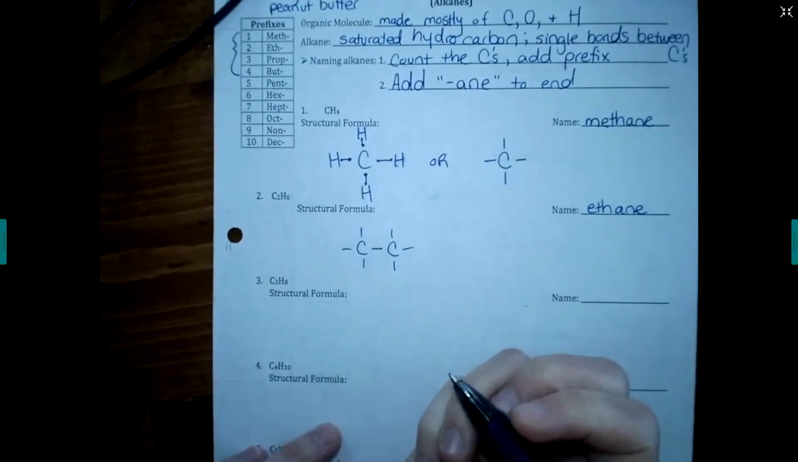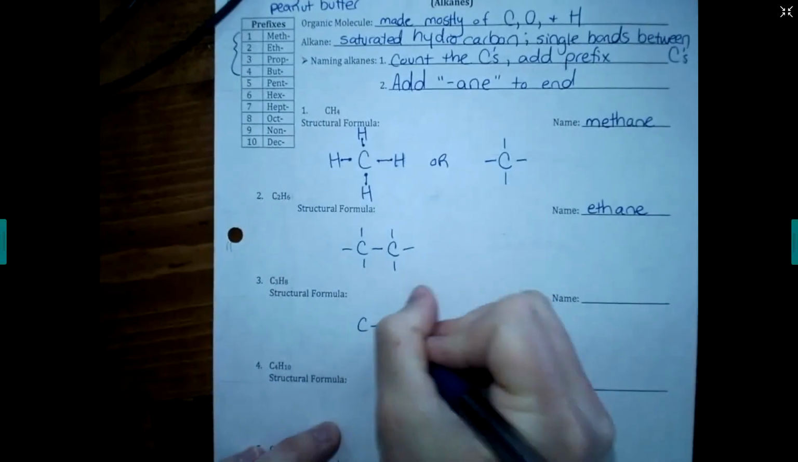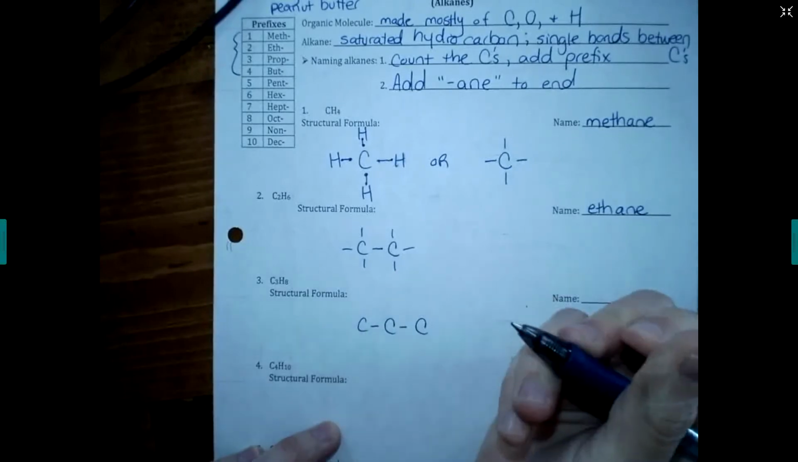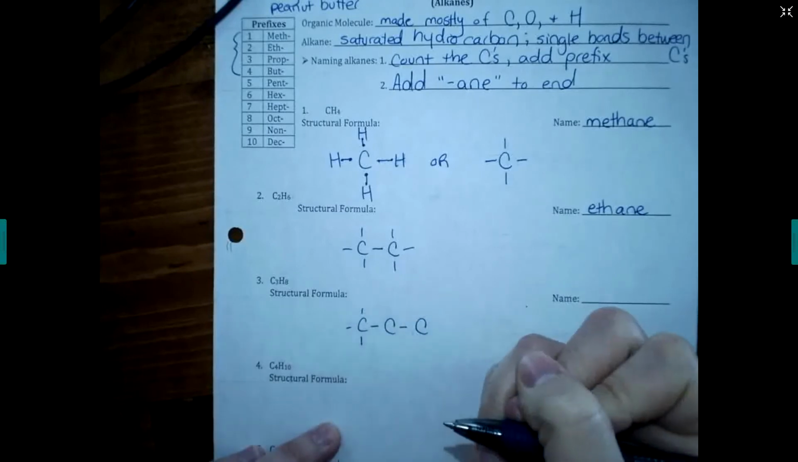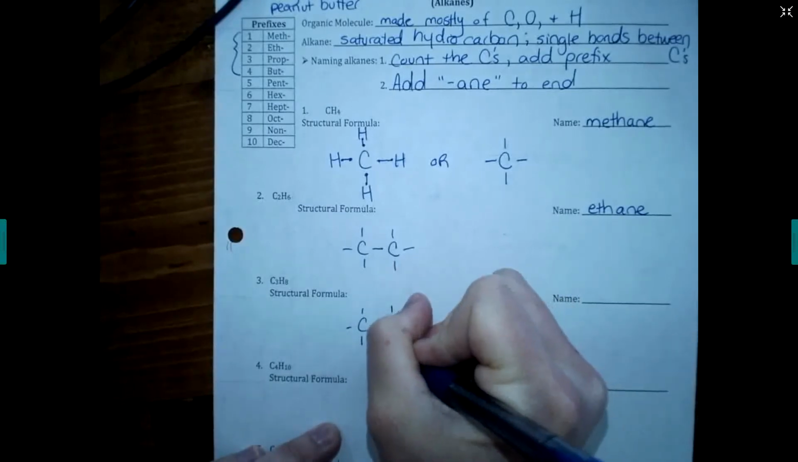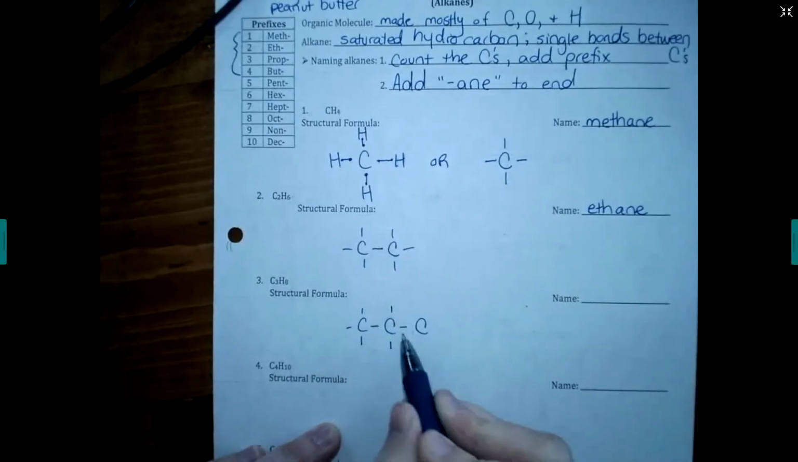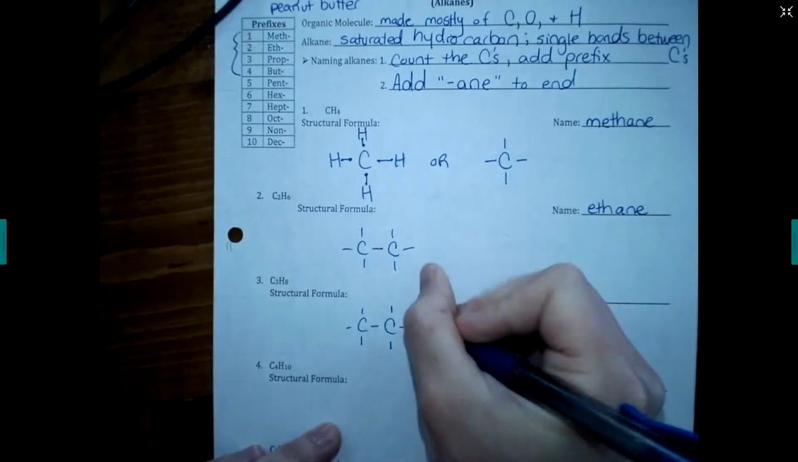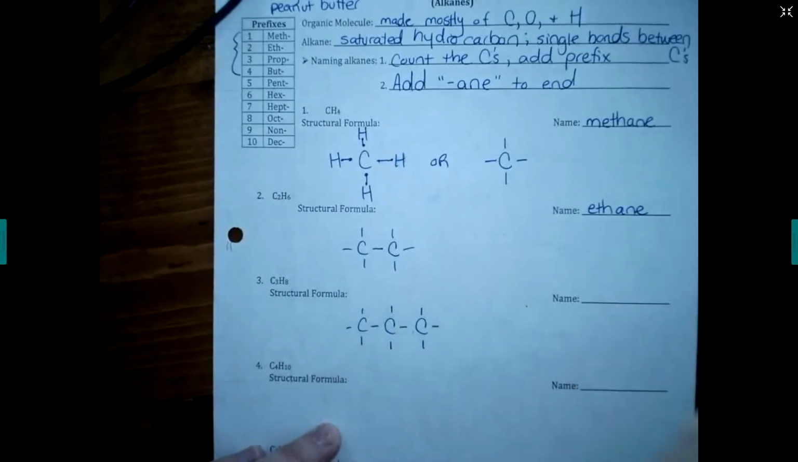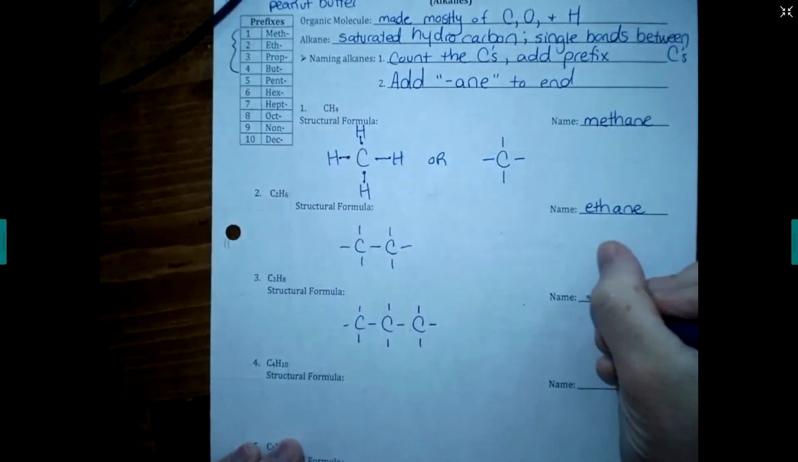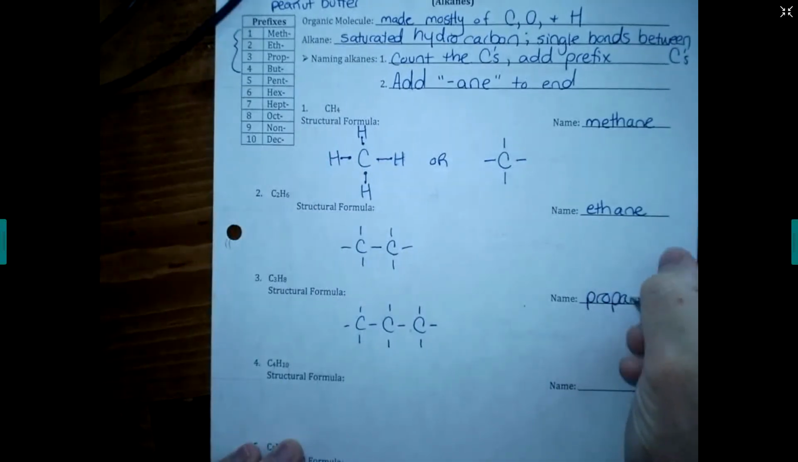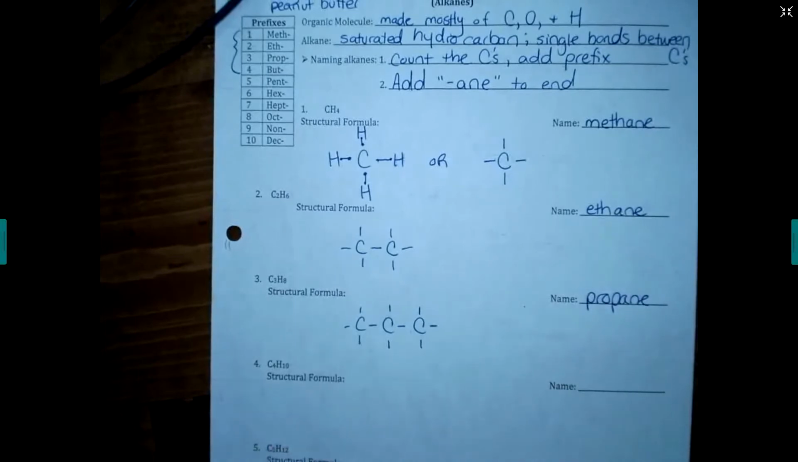All right, number 3, we have 3 carbons in the chain and 8 hydrogens. So that's 1, 2, 3. This carbon can only have 2 hydrogens because 2 of its bonds are to the other carbons. And then this carbon on the end has 3 bonds, 3 hydrogens. So a total of 8. The prefix for 3 carbons is prop. Propane is the name of this molecule.